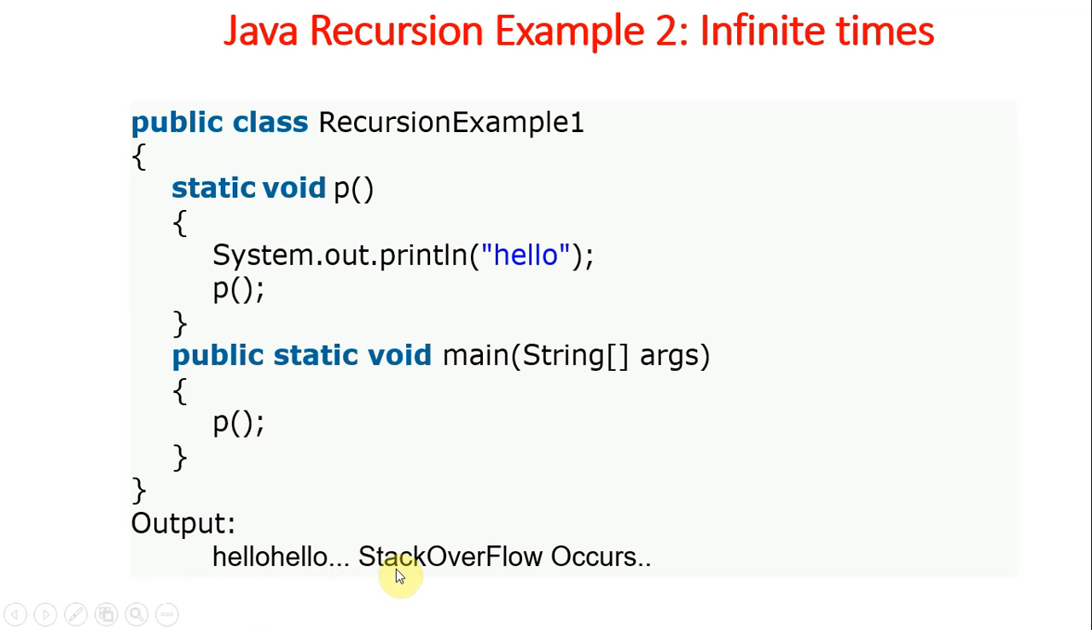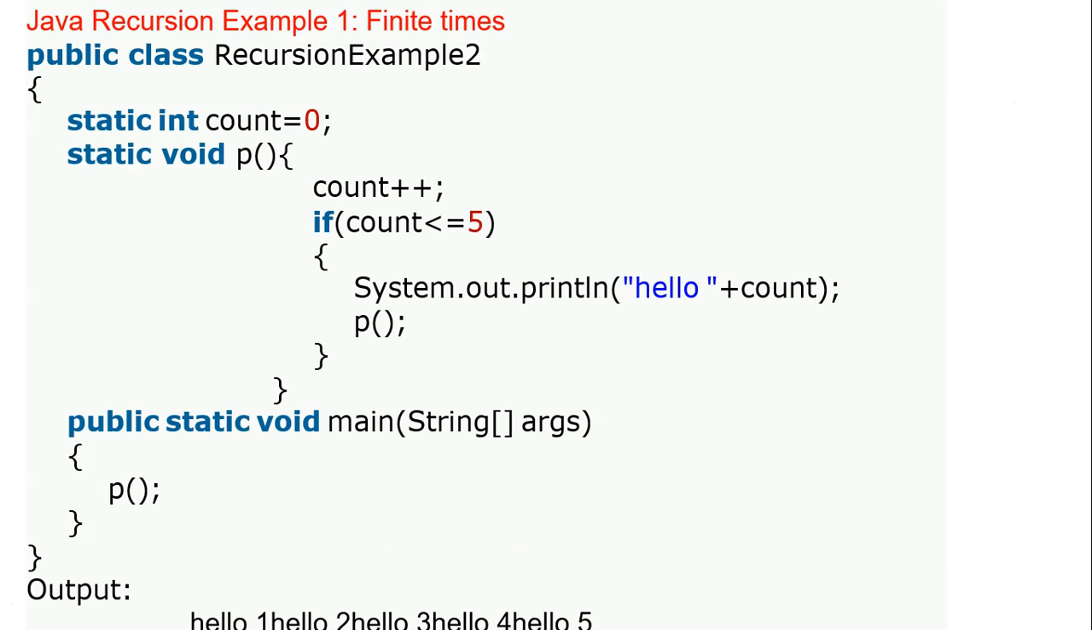But the thing is, here the system throws an exception, stack overflow. The program will raise a stack overflow error. So what is this stack overflow? We'll see in the next slide. So till now, what did you understand? A method calling the same method is called recursion. If we have a condition, it is called finite times of recursion.